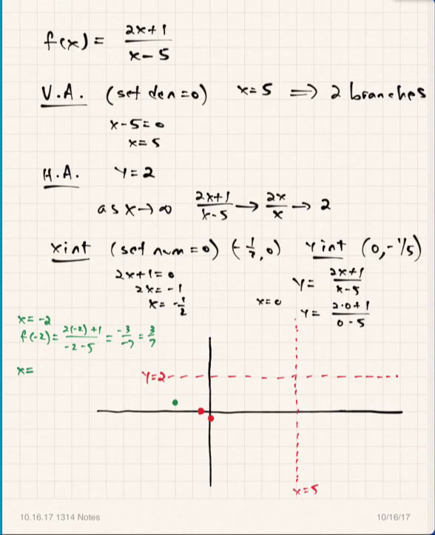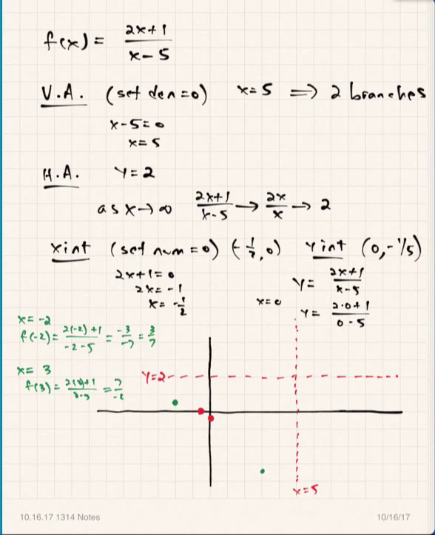Let's pick x equals positive 3. And so you have f of 3 to be 2 times 3 plus 1 over 3 minus 5. So you get 6 plus 1, or 7, over negative 2. You get negative 3.5. So at x equals 3, you're at negative 3.5, exactly. So that would be down here.